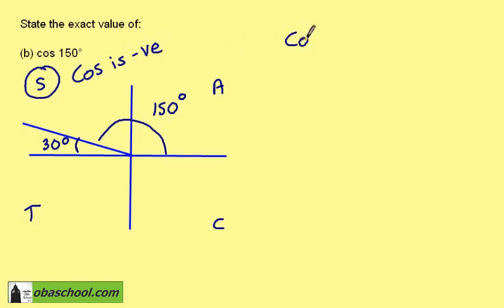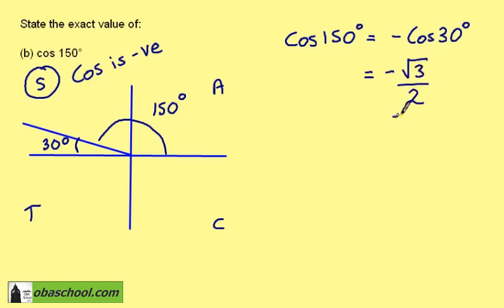Therefore, the cosine of 150 is going to be minus cos 30. Cos 30 will be positive, and we know that in the S quadrant our cosine is negative. We know the cosine of 30 is root 3 over 2, so our answer is minus root 3 over 2.